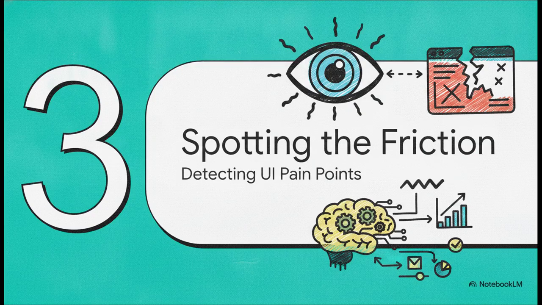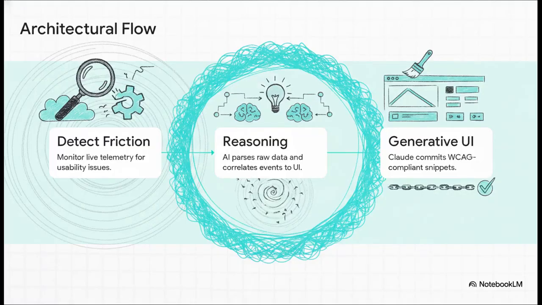Moving on to Section 3, detection, spotting the friction. So this is the first active phase of the self-evolving pipeline. It's where the website actually starts acting as a responsive sensory organ.